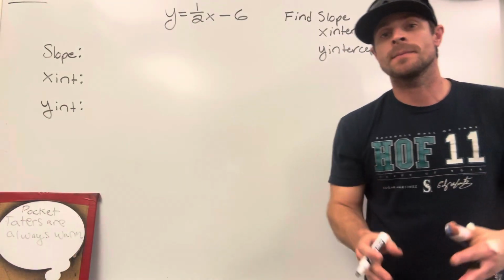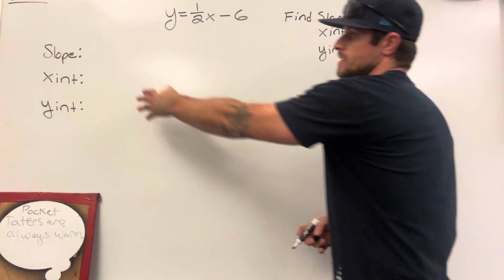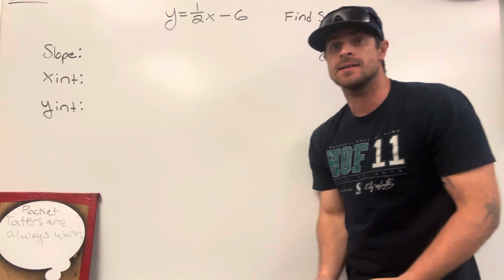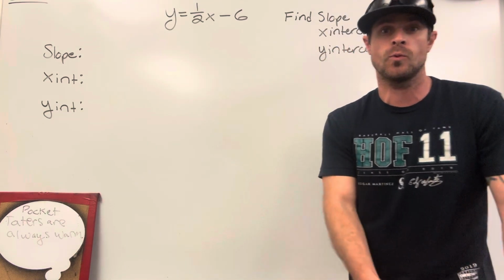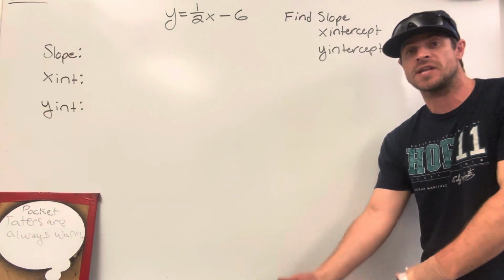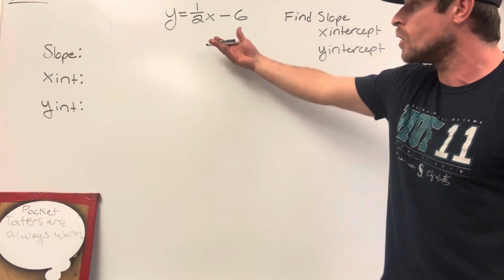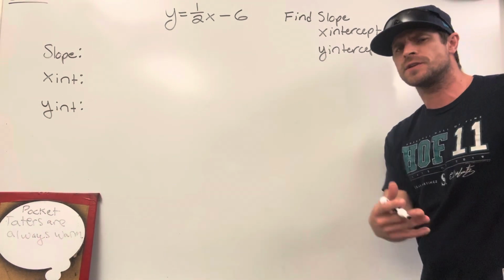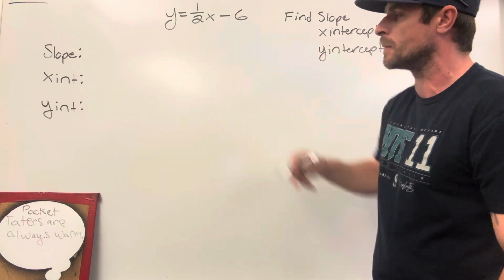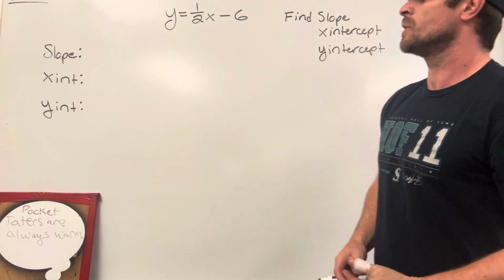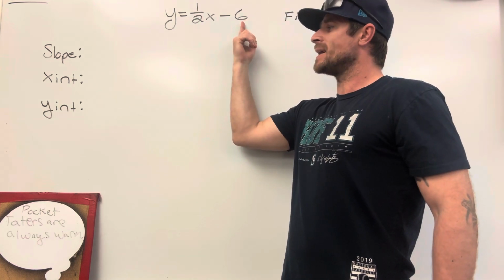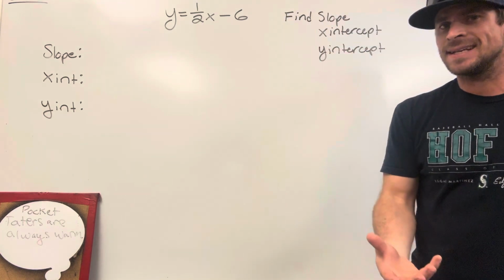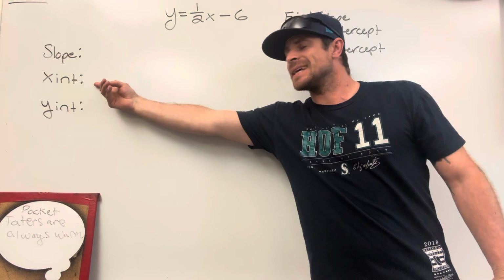All right, in this video, what I'm going to be teaching you how to do is find the slope, the y-intercept, and the x-intercept in a slope-intercept form equation. Now, you can find the slope, the y-intercept, and the x-intercept whether it's in standard form, point-slope form, or slope-intercept form. But for this video, we're going to have it in slope-intercept form. Because it's in slope-intercept form, we already have the slope and we already have the y-intercept. So what I did is I asked you to also find the x-intercept.